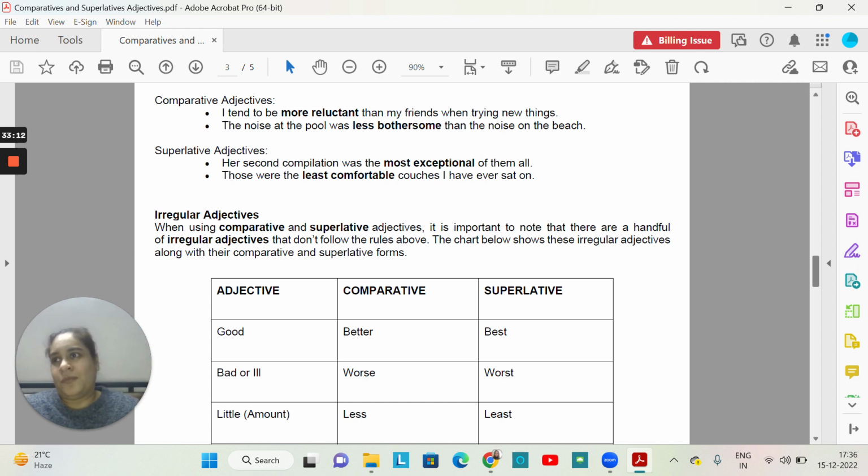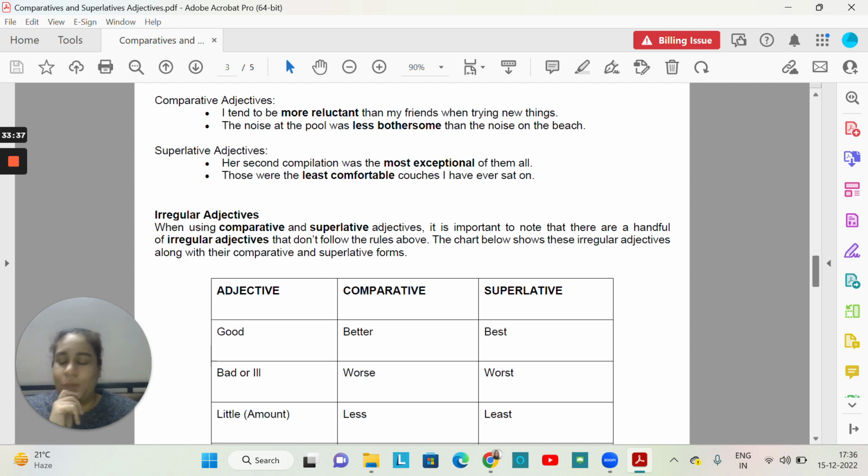Okay. So, independent. 4 syllables. She's more independent than her brother. She's the most independent person in the world. Simple. More or less will go for comparative. Most or least will go for superlative. That's it.